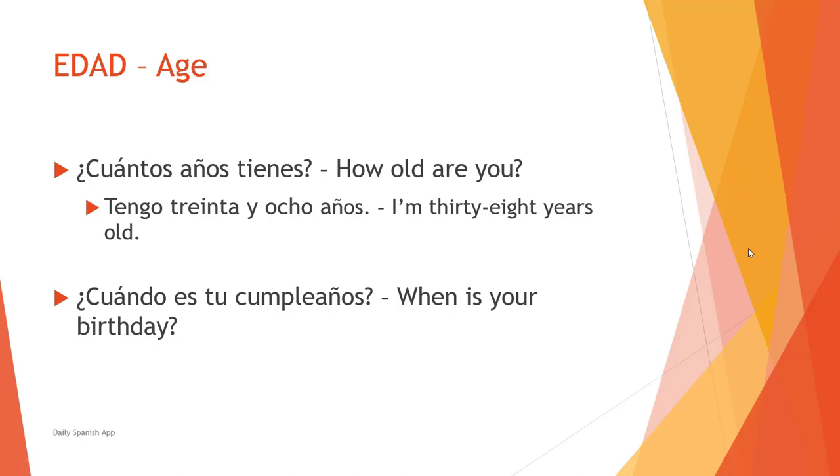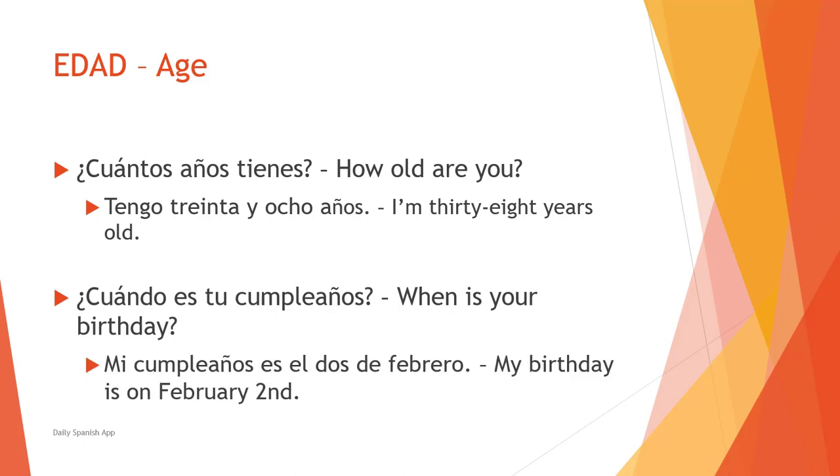We also can ask, ¿cuándo es tu cumpleaños? When is your birthday? Mi cumpleaños es el 2 de febrero. My birthday is on February the 2nd. Okay? Mi cumpleaños es el, number, de, month. Right? This is the correct order of the words.